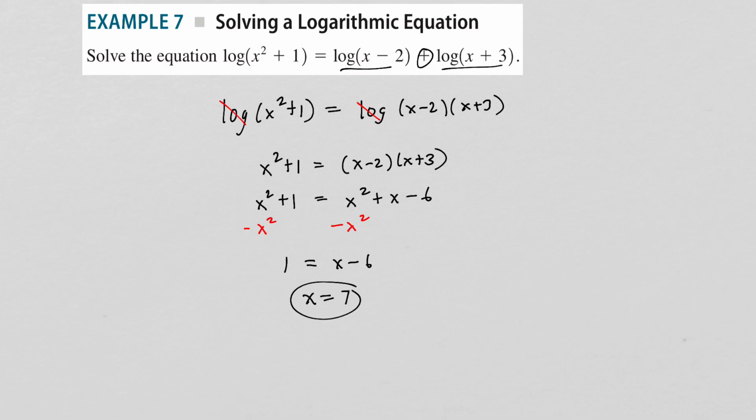Anytime you're solving a log equation, you need to consider if you put this number back in, does it make sense? What you're really looking for here is making sure that you're not taking the log of a negative number or the log of 0. So notice when I plug in 7 here to any one of these three, I do not get log of a negative number and I do not get log of 0. So 7 should be the correct answer.